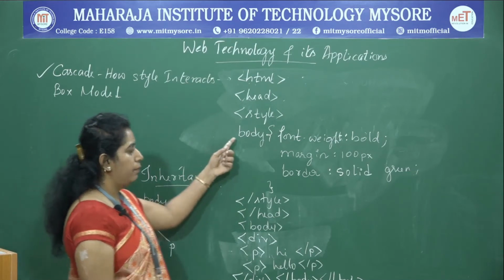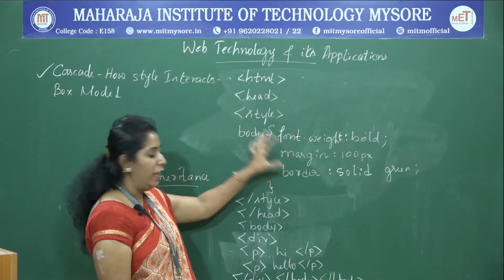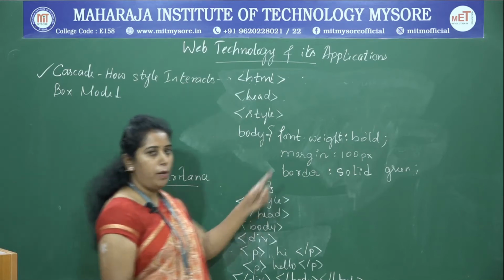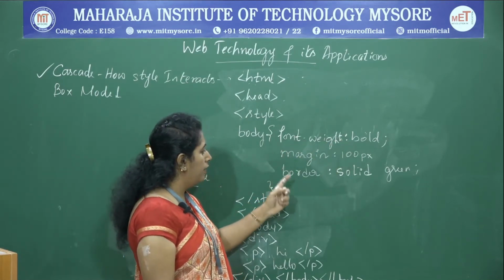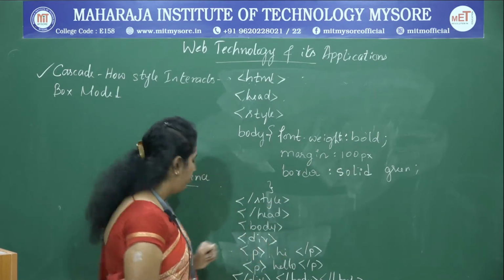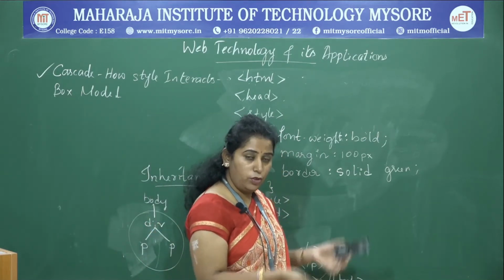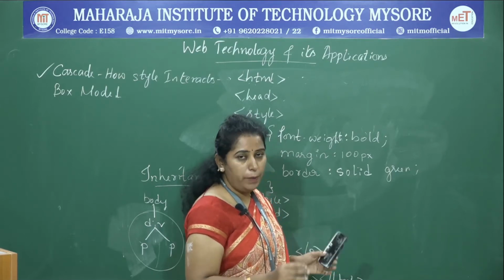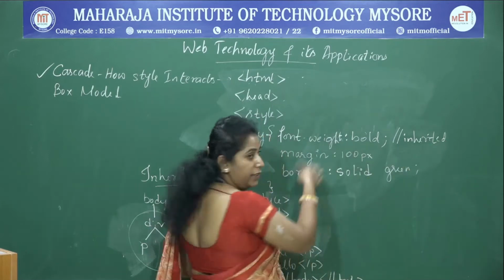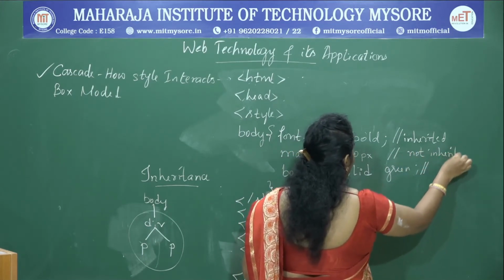Now what is this element selector you have given in the style rules? These properties should affect the content of the body. The descendants of body are div and P. What are the properties? Font weight is bold, margin 100 pixel, and border solid style and green color. Now there are certain properties which can be inherited by their descendants and certain properties which cannot be inherited. This one can be inherited by descendants. Margin and border are both not inherited.